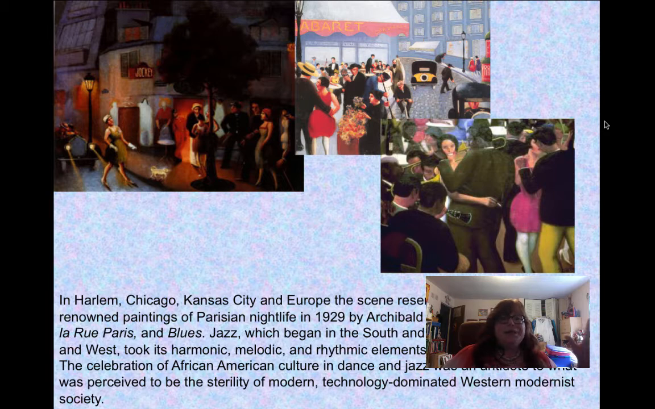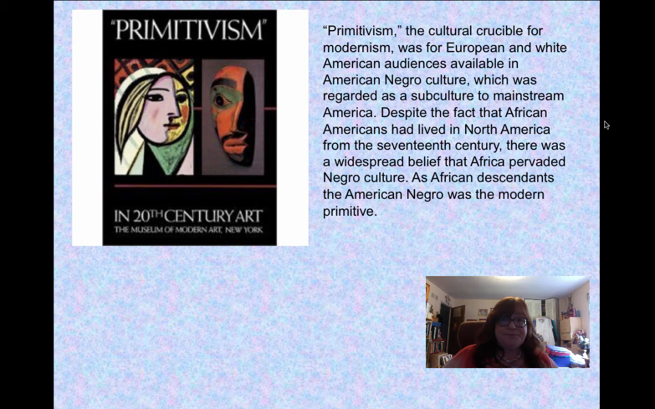And in three cities, Harlem in New York City, Chicago, Kansas City, and also in Europe, the scene resembled what you're looking at in these three renowned paintings by Archibald Motley, who we'll look at much more closely. So you've got the Jockey Club, Dans la Rue, which is in Paris, and then blues. And jazz began in the South and spread its way up to the North and the West. As I said, it took its elements from African music.